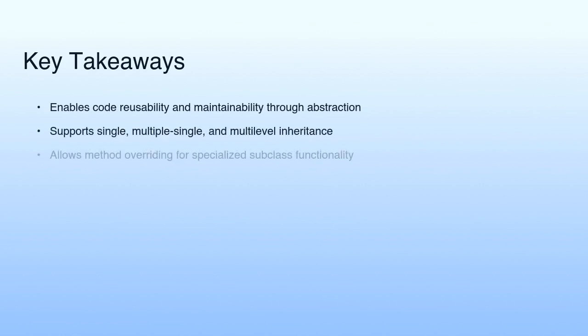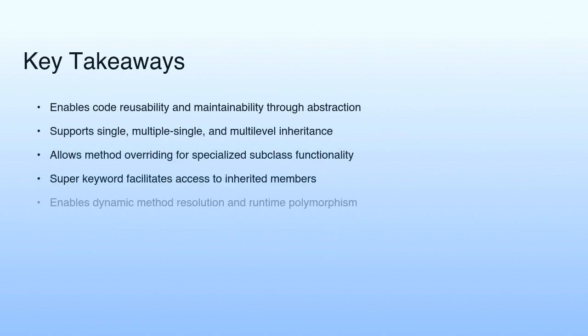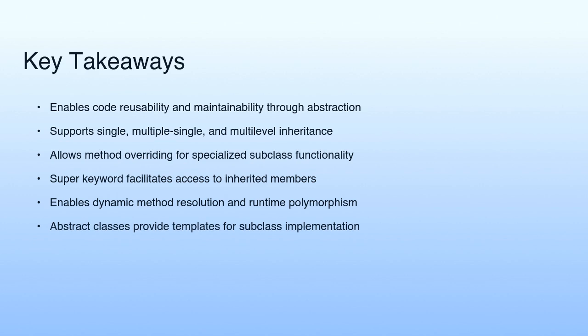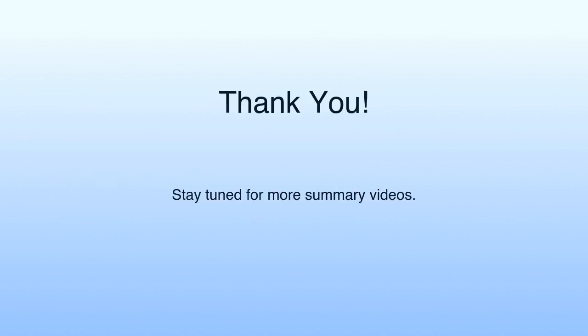In summary, inheritance promotes reusability and maintainability through abstraction, supports various inheritance types, enables method overriding and dynamic method resolution, utilizes abstract classes as templates, and enforces restrictions with final classes and members. Please stay tuned for more summary videos.